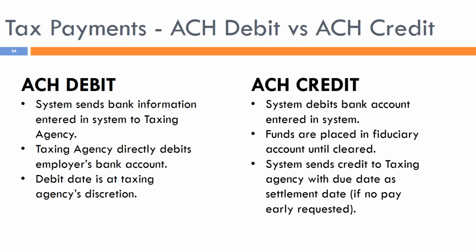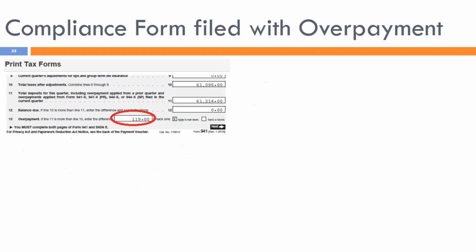Compliance: form filed with an overpayment. Here we have a section of Federal Form 941 that shows a $119 overpayment. Remember that the system defaults for the first 3 quarters to apply any overpayment amounts. But you need to keep in mind also that not until the form is recorded as filed will the system begin to apply that overpayment to any future liabilities. So even though you know you have an overpayment coming on the form, unless that form is marked as filed, the system doesn't know, and it will not use the overpayment to offset any future liabilities.